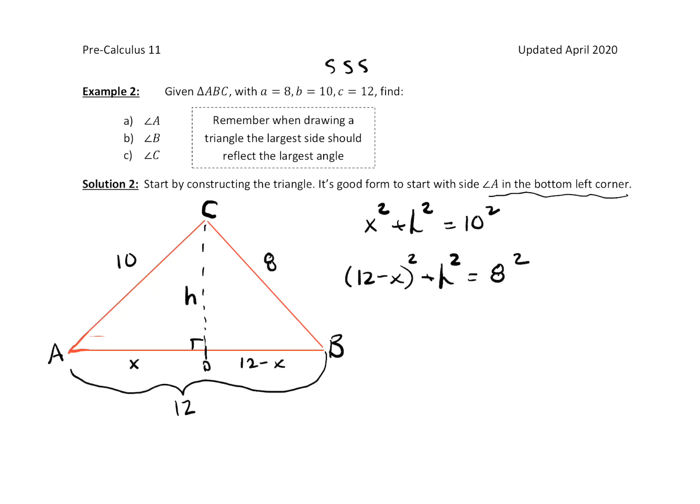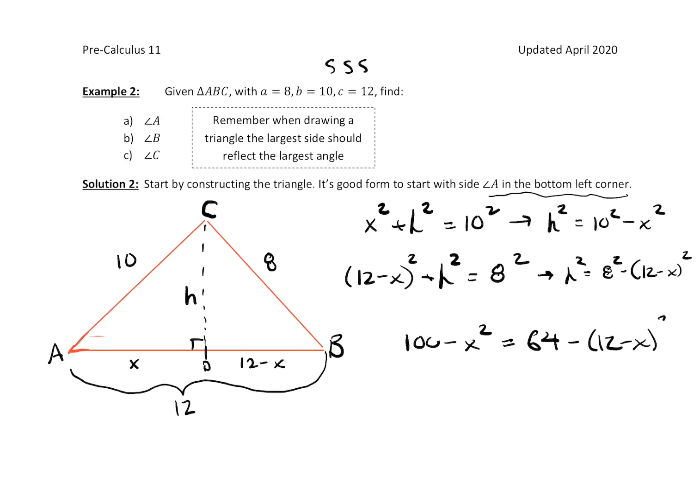Now something interesting is happening here. Rewrite this to h squared equals 10 squared minus x squared. And then you have h squared is equal to 8 squared minus 12 minus x all squared. So you have two statements that are equal to the same thing. Since they're both equal to h squared, you can set them equal to one another. So I'm going to say 10 squared is 100, so 100 minus x squared is equal to 8 squared is 64, and then minus 12 minus x squared.